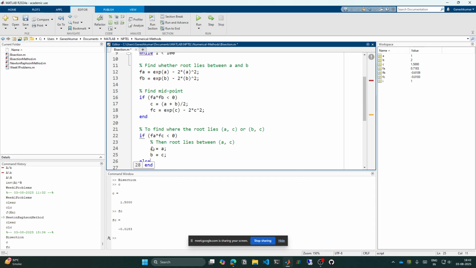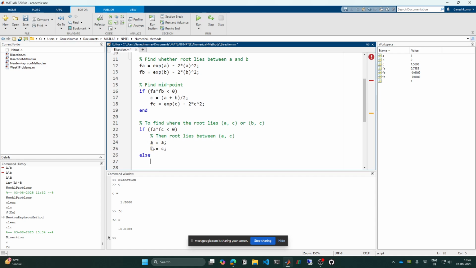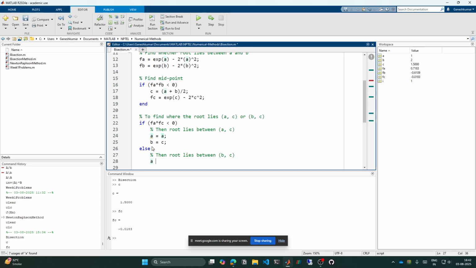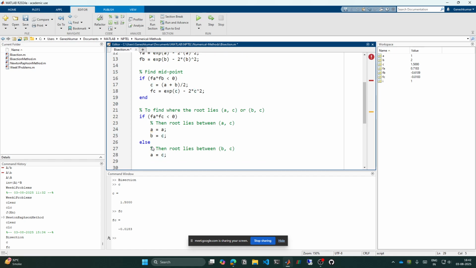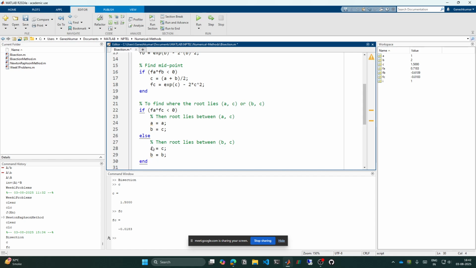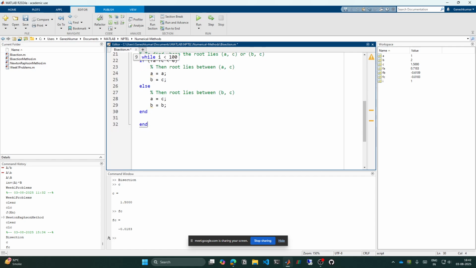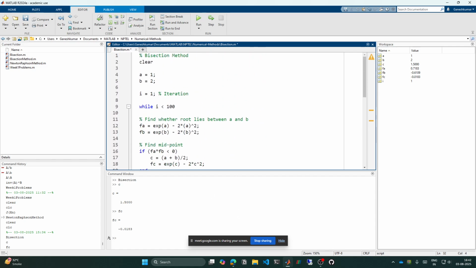If that is not the case, you write an else. You say that then the root lies between b and c. If that is the case, then you change a to be c, and b you keep as b, right? That's all. So once you change this, what will happen? At this point, it will end, and then it will go back again here.